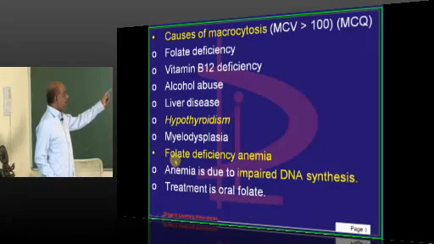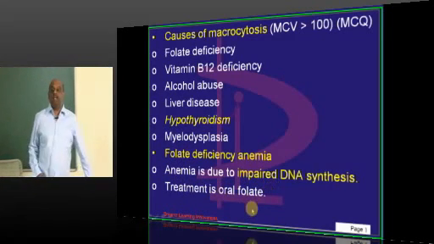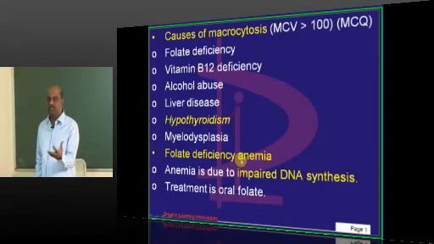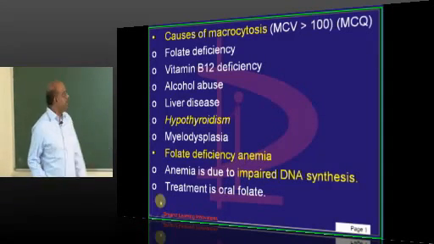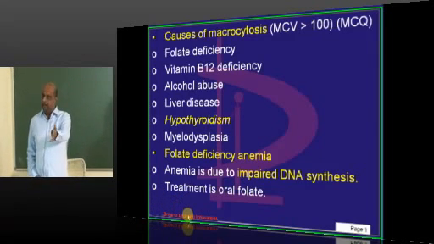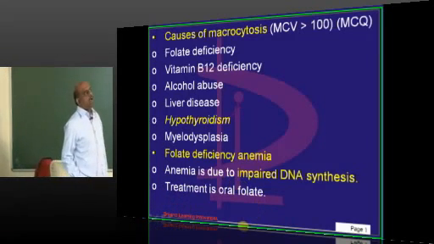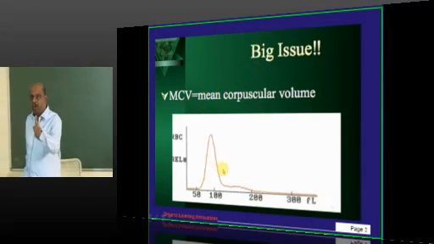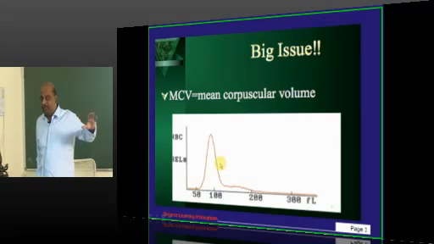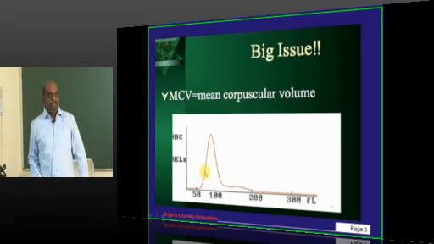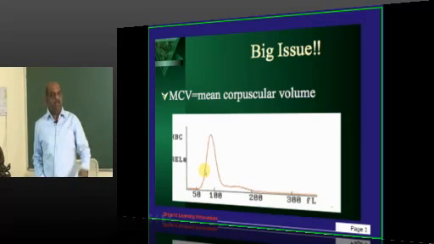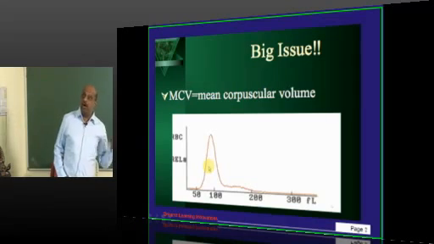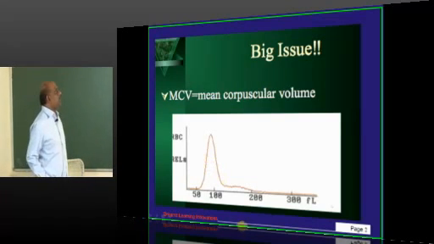Now let us talk about folate deficiency. Fundamentally, what is the need of folate? For the synthesis of DNA we require folate. So anemia because of impaired DNA synthesis is the underlying cause, which can be treated by giving oral folate. So what is the bottleneck, doctor? Mean corpuscular volume is the bottleneck. It is the defining benchmark for you to call whether it is microcytic or macrocytic anemia, is what needs to be remembered.